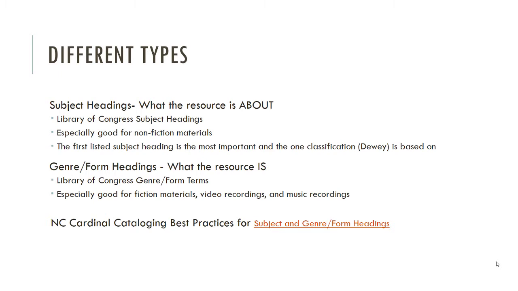It's what it is, it's not what it's about. So sometimes these work better than other times. And keep in mind that typically what we've said in the cataloging world is that when you have more than one subject heading, the first listed is the most important, and it's the one that you'll usually want to base your classification upon.